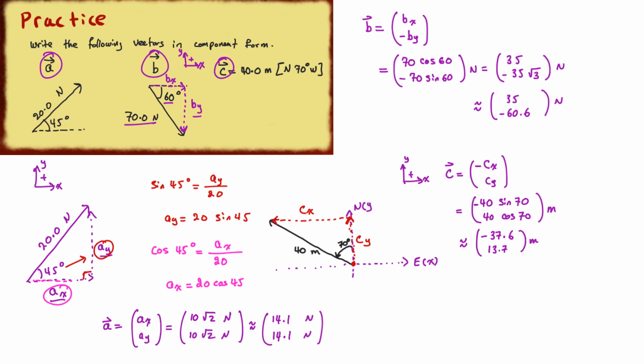Note that alternatively to this method, you could have calculated this angle as 20, drawn this as CX, and this would be adjacent to the 20 degrees, so you could have used 40 cosine of 20 for this, which would give you the same value here, and it would be negative because it's still going opposite to our positive x-axis. And for this one, it would have been the opposite to our angle 20 here, so it would have been 40 multiplied by the sine of 20, and that would still give you 13.7 for the y component.